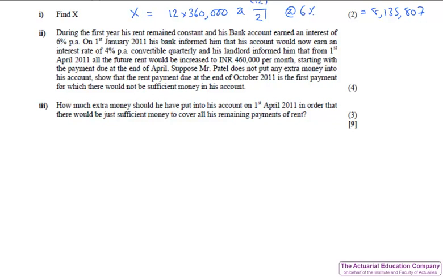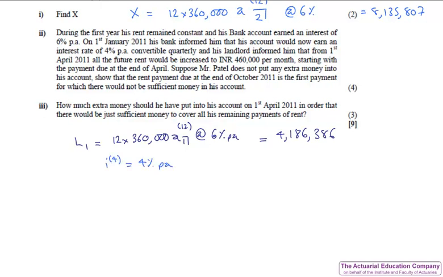The way we deal with these kind of questions is to calculate the loan outstanding every time a change occurs. So the first thing we need to do is calculate the loan outstanding at the end of the first year when the bank rate changed. So we could either accumulate this, or equivalently we can do the present value of the future payments, which using tables gives us the following. Okay, the interest rate has now swapped to 4% convertible quarterly, which tells us that's 1% per quarter.